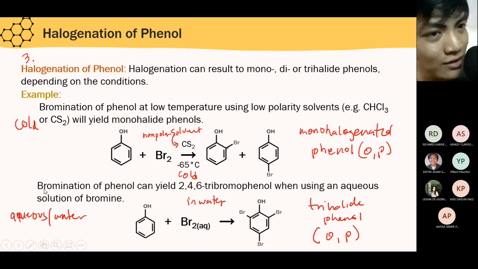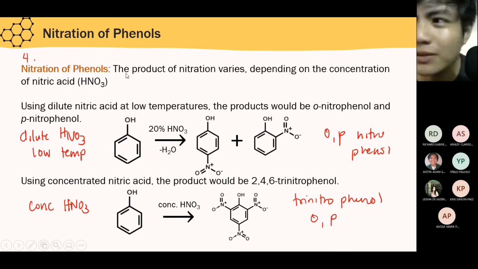Depending on the conditions, you can have either a monohalogenated phenol or a trihalogenated phenol. When it is cold, only one halogen attaches. When it is aqueous, many halogens attach. This works similarly with the nitration of phenol. When it is cold and the nitric acid is dilute, only one nitro group attaches. But when it is concentrated nitric acid, three attach. They attach at the ortho and para positions. And this is also the process for making bombs.